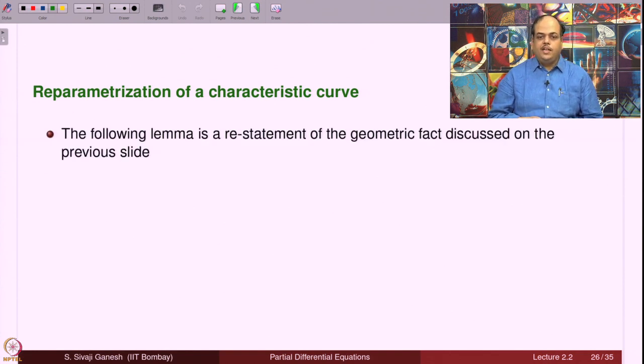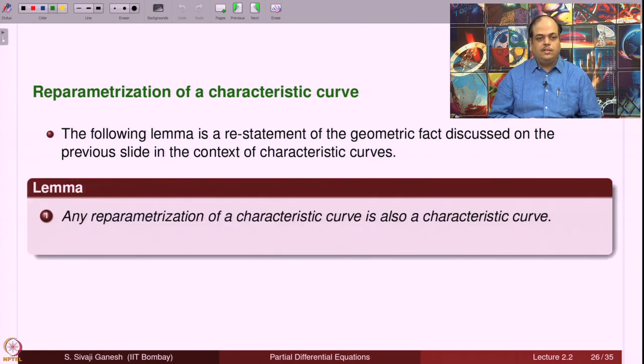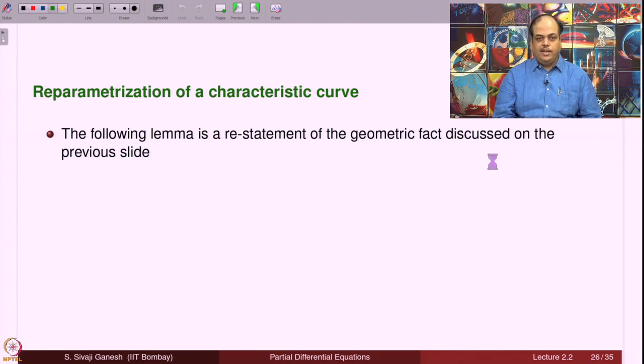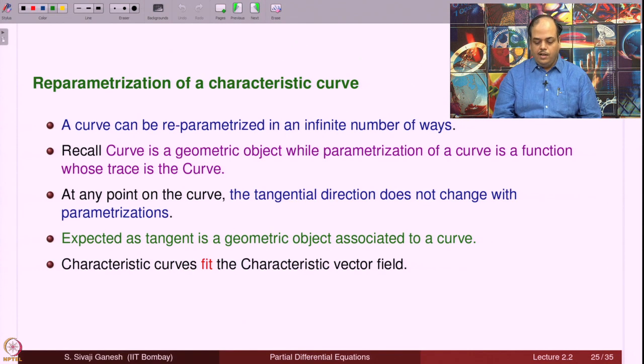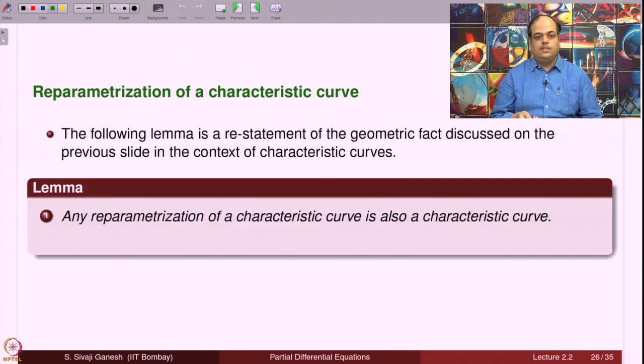The following lemma is a restatement of the geometric fact discussed on the previous slide in the context of characteristic curves. Any reparameterization of a characteristic curve is also a characteristic curve. Remember, it is not about a general curve, it is a characteristic curve. It means the tangent should be the characteristic direction. In this context is the statement made here. You know that the characteristic vector field is the same, and tangents are geometric objects, and characteristic curves are those which fit this. Therefore, this lemma is expected.